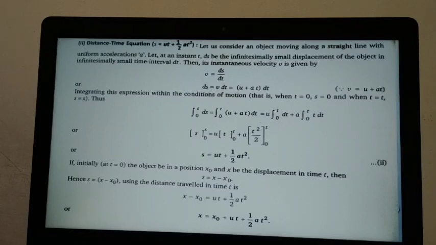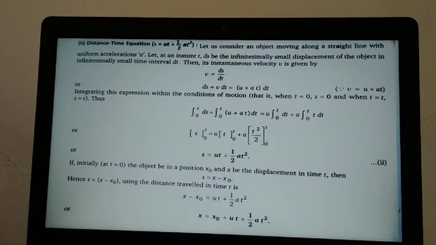And again, first integral will be integral 0 to t u dt. From there, u is a constant, so that u can be taken out. So u into integral 0 to t dt. Plus second integral will be integral 0 to t at dt. Again, a is a constant, so it can be taken out. So second integral will become a into integral 0 to t t dt.